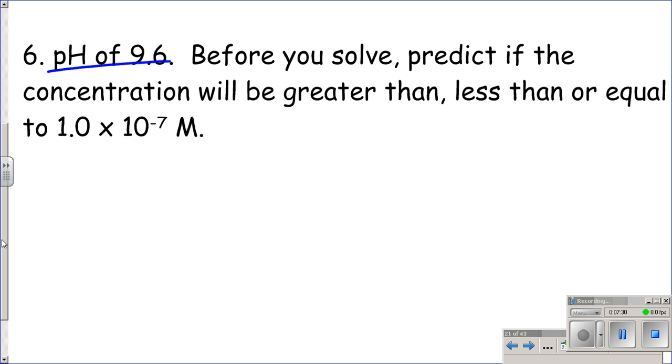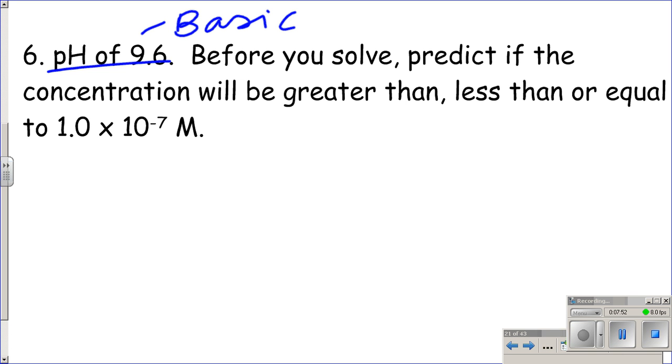Before you solve, predict if the concentration will be greater than, less than, or equal to 1 times 10 to the negative 7. Tell me right now, I know we are all very comfortable with determining if something is acidic, neutral, or basic on the pH scale. The pH scale you've dealt with a long time. The pOH scale is a new thing for us. So according to this, is this acidic, basic, or neutral? Basic, right? This is basic.